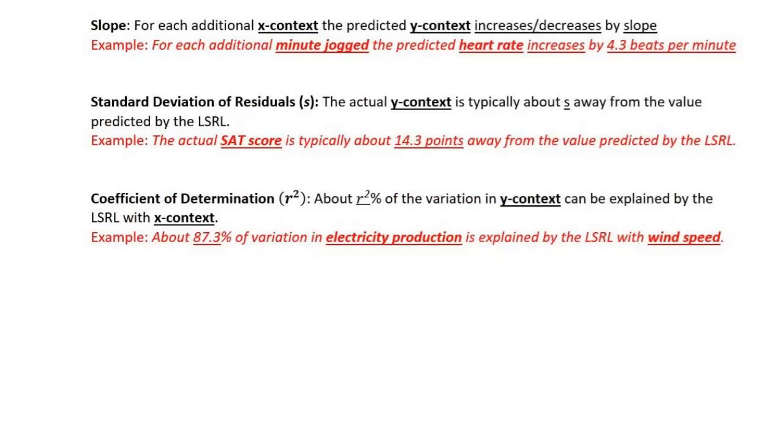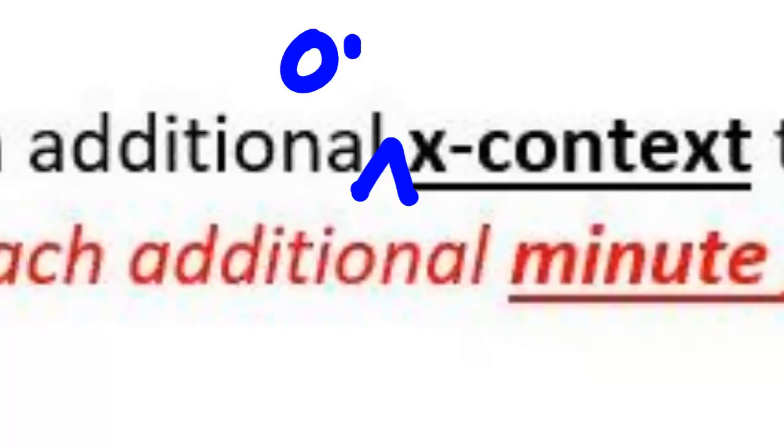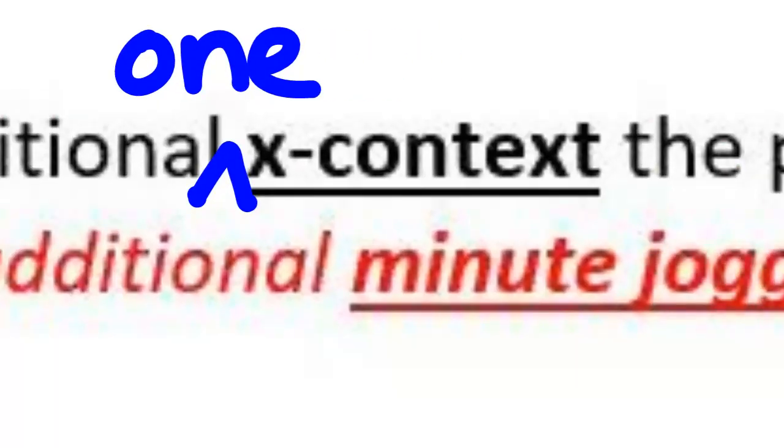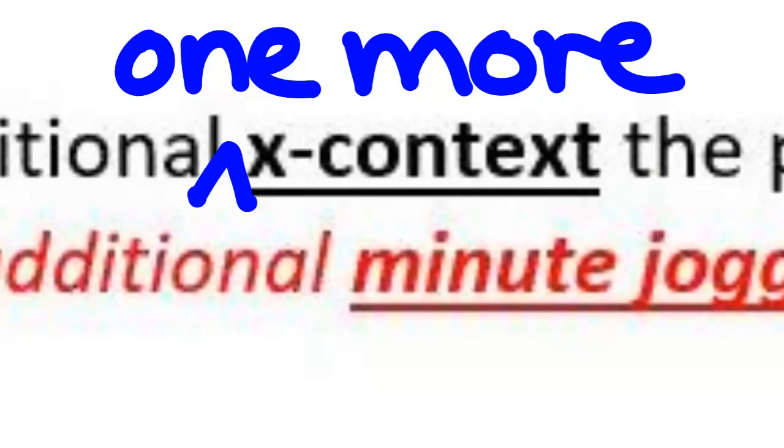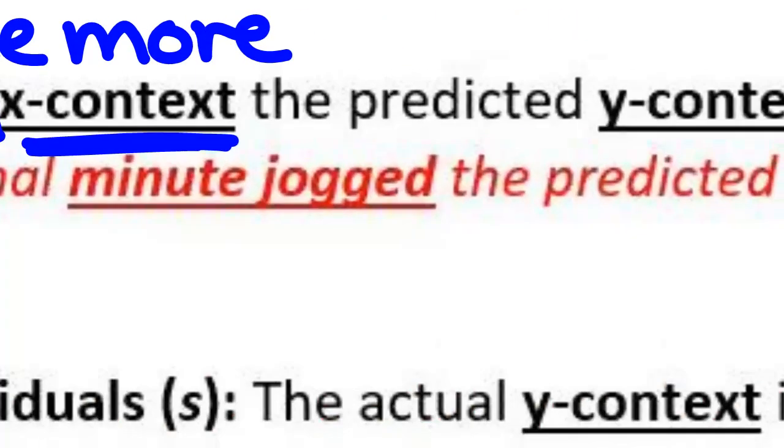Slope. For each additional x in context, it's always for every one more x. And I actually want you guys to add those words in there. For every additional one more, whatever our x context is. And this is where I'll flip the page. The predicted y in context increases or decreases by whatever the slope is.